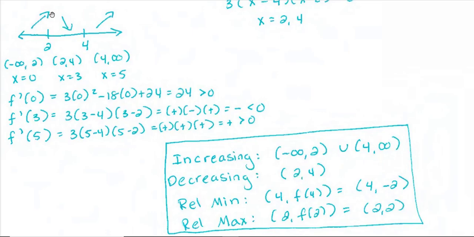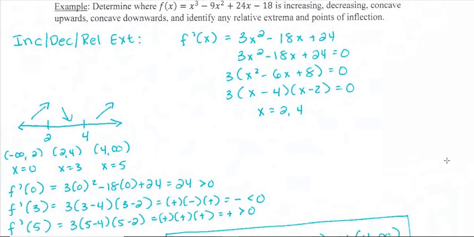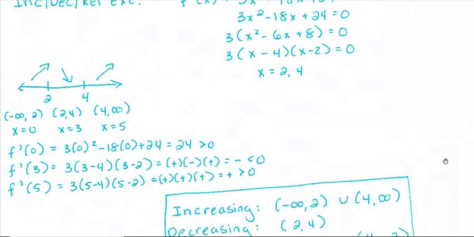I go from increasing to decreasing at 2, so that's going to give me a relative maximum at 2, the original function evaluated at 2, which turns out to be 2. And at 4, I went from decreasing to increasing, so I'm going to have a relative minimum at the ordered pair 4, the original function evaluated at 4, which turns out to be negative 2. So all of this in light blue here, I used the first derivative to determine increasing, decreasing, and relative extrema.